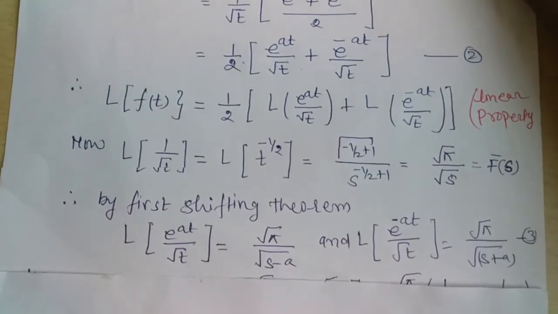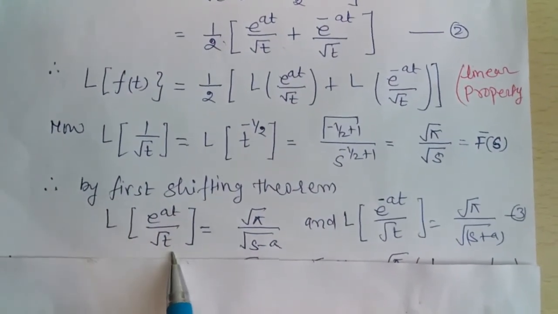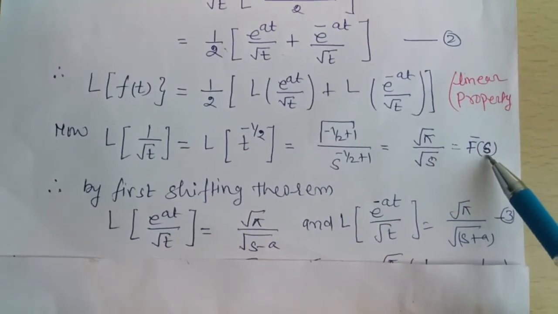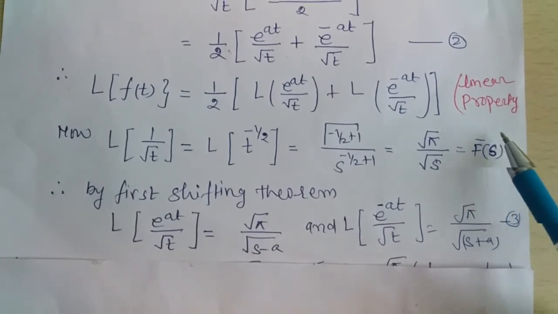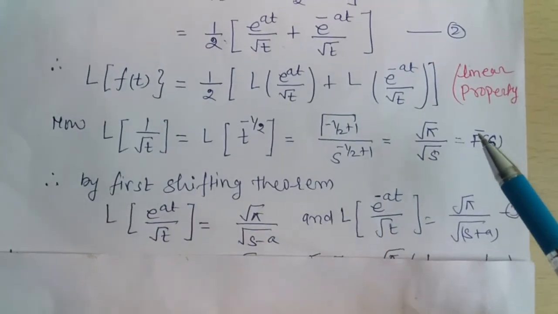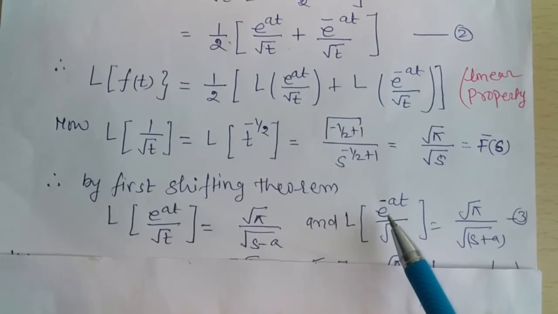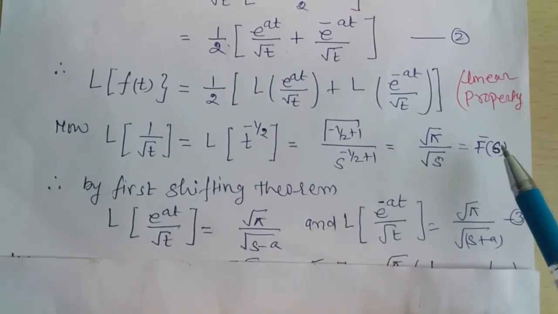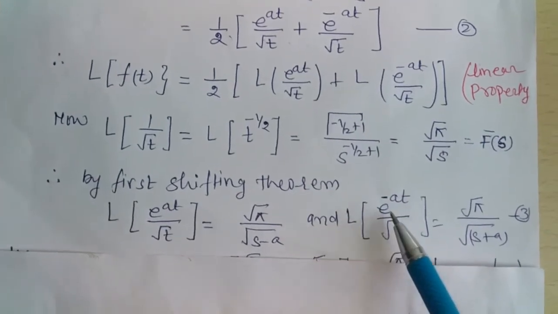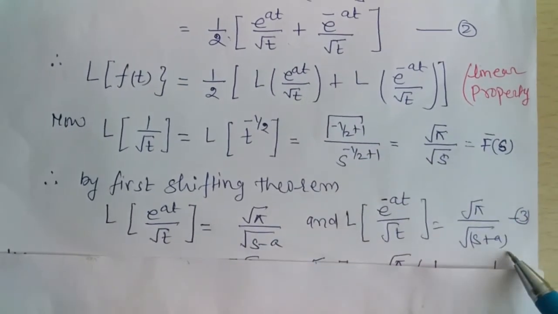Now using the first shifting theorem, the Laplace transform of e power at into 1 upon root t can be obtained by replacing s by s minus a in f bar s. So Laplace transform of e raised to at upon root t is root pi upon root (s minus a), and here we have negative a, so s is replaced by s plus a in f bar s, and we get the Laplace transform of e raised to minus at upon root t as root pi by root (s plus a).